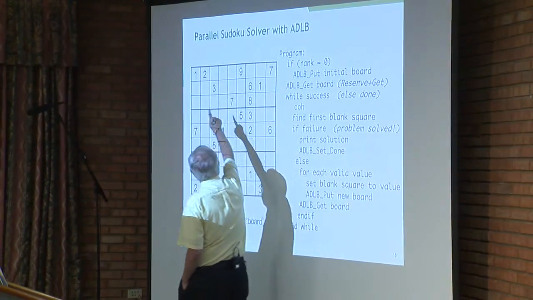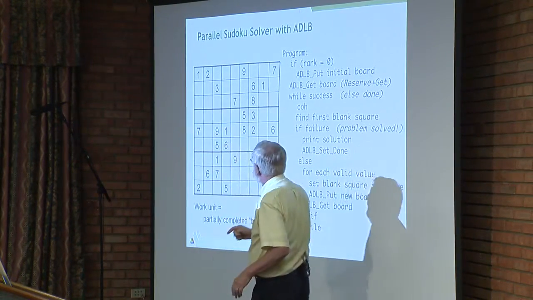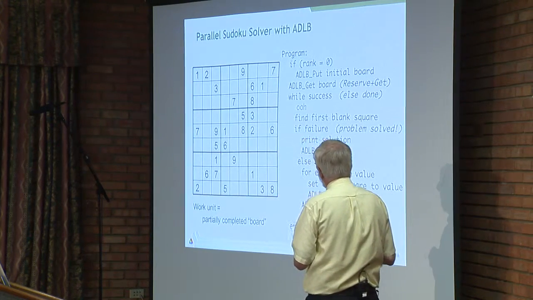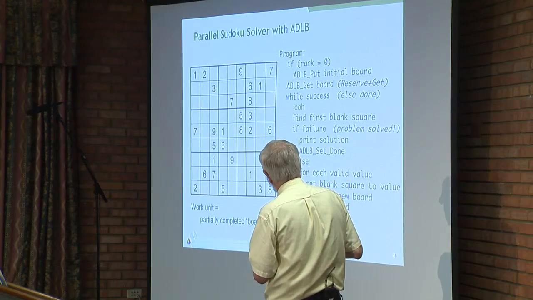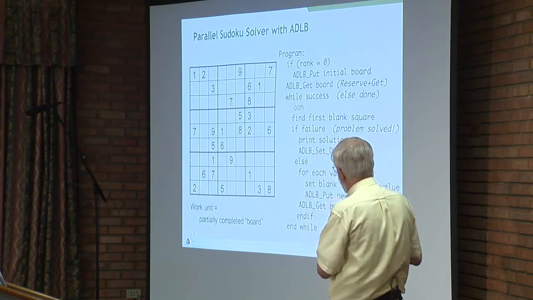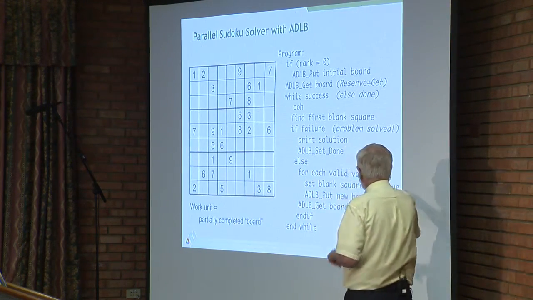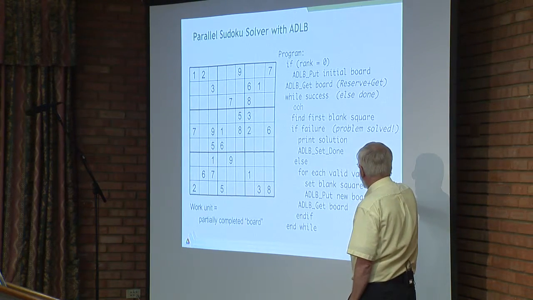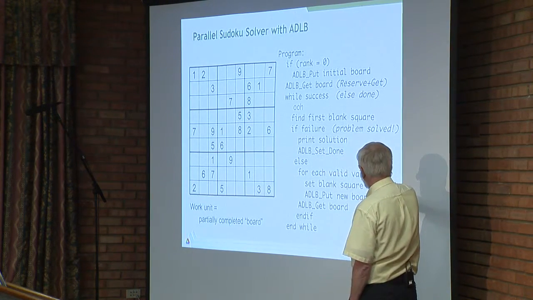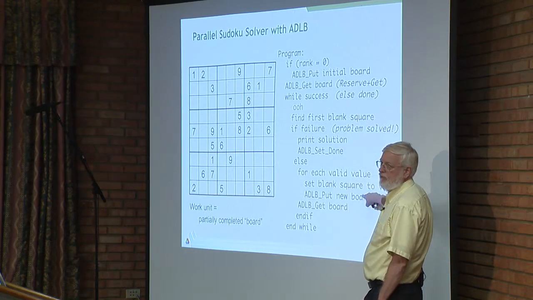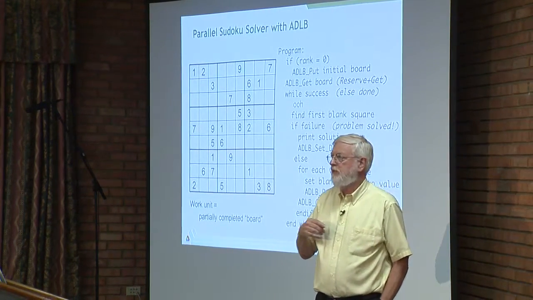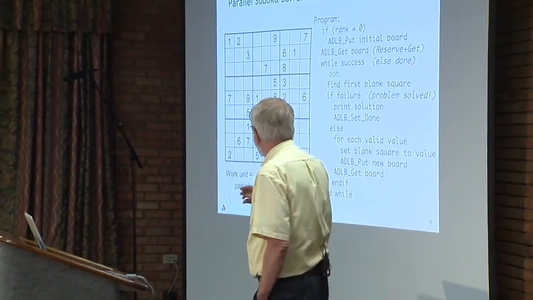Here's our first blank square, and we see immediately that it can't be a 1 or a 2 or a 3 or a 9 or a 7 or a 5, but there are a couple of possibilities. For each one of those, we copy the board, set the blank square to that value, and put in a new board. So sometimes, in fact a lot of the time, one work unit creates a bunch more work units. In fact, here's a picture of how it goes.